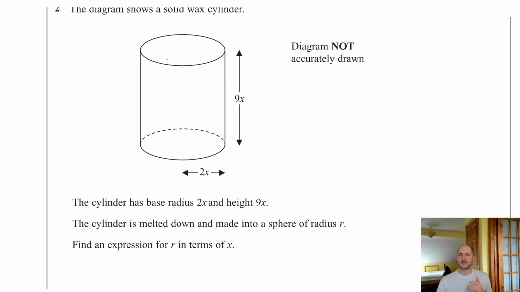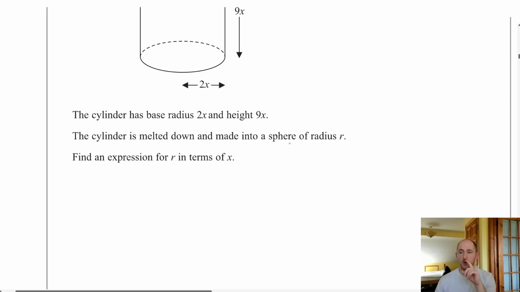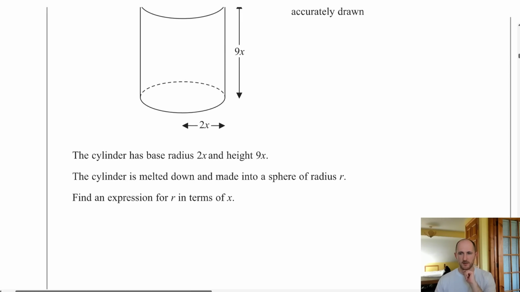So that does mean it might be kind of interesting. We have a solid wax cylinder. It has a height of 9x, a radius of 2x. It's melted down and made into a single sphere of radius r. Find an expression for r in terms of x.